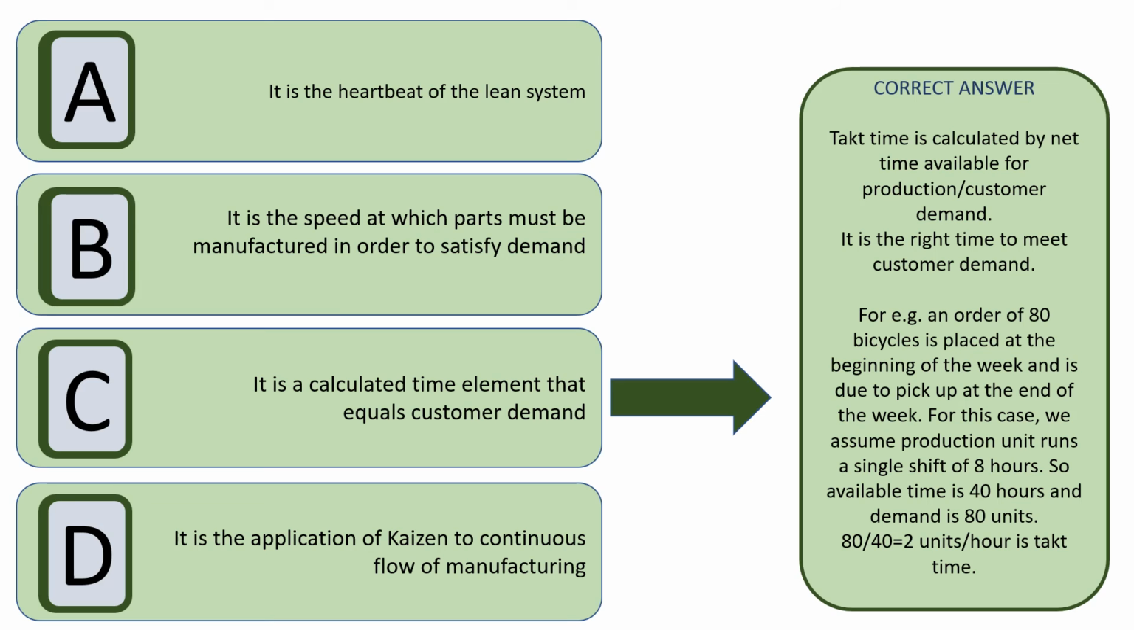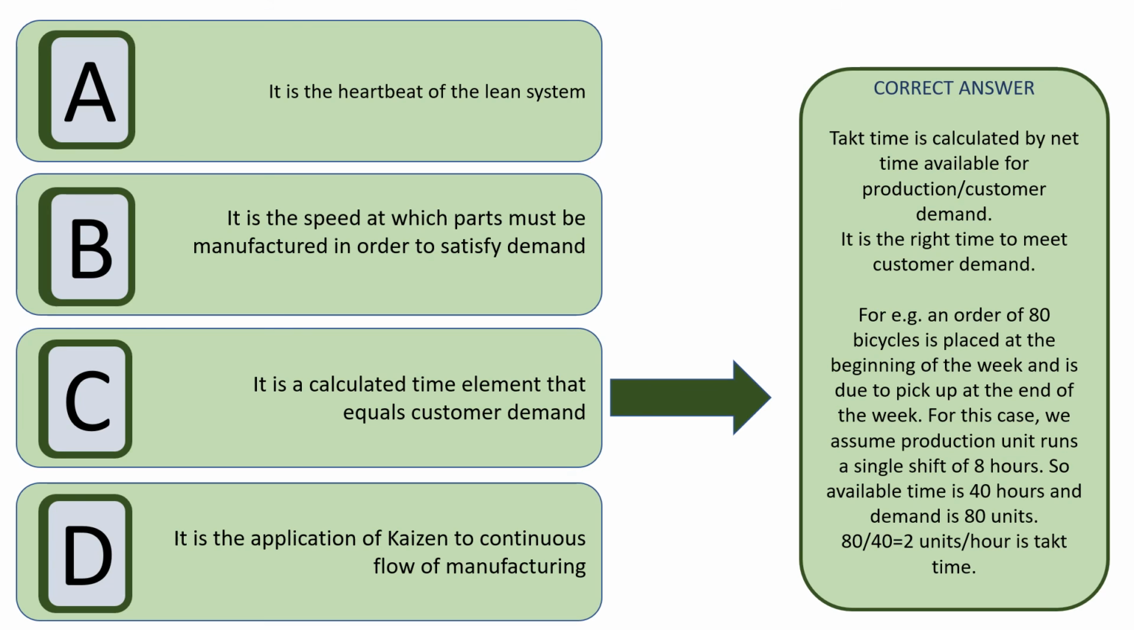For example, an order of 80 bicycles is placed at the beginning of the week and is due for pickup at the end of the week. For this case, we assume production units run a single shift of 8 hours, so available time is 40 hours and demand is 80 units. According to the formula, 80 divided by 40, which is 2 units per hour, is the takt time.